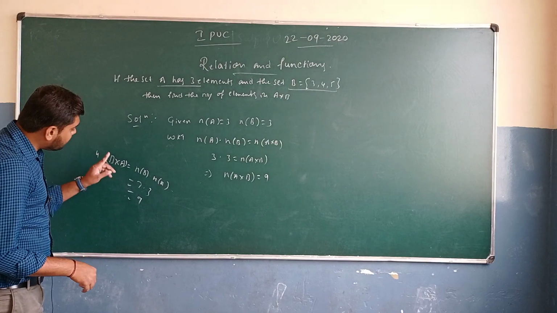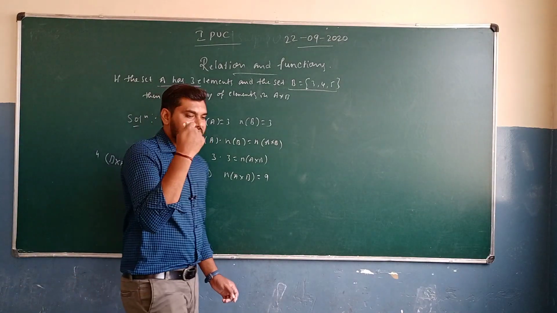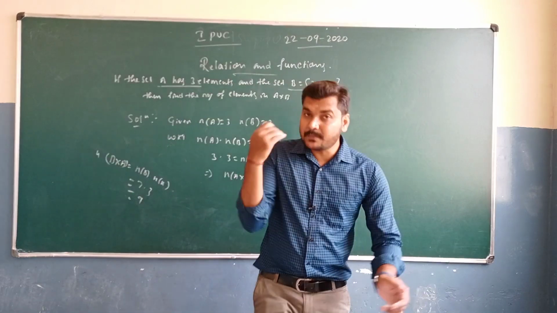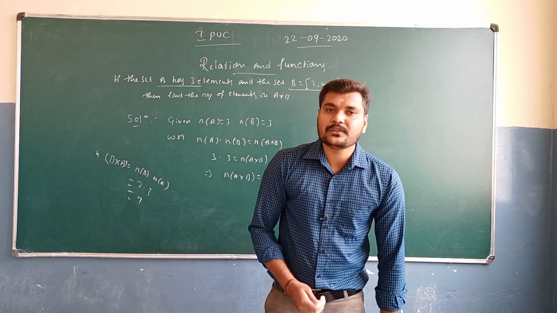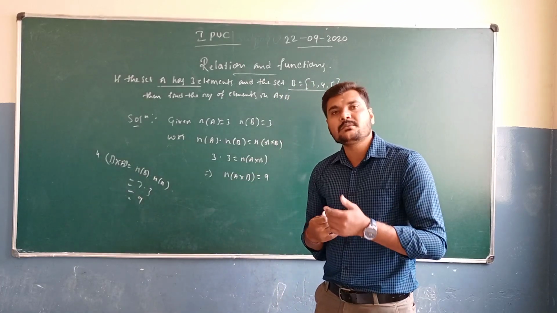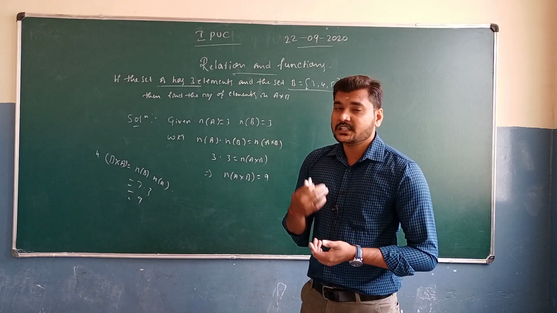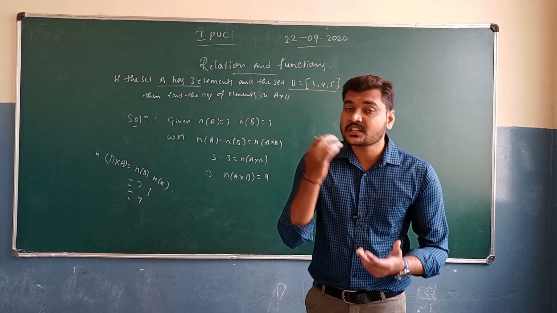But is B cross A equal to A cross B? The elements present in A cross B are never equal to B cross A. But the total number of elements present in B cross A as well as A cross B is going to be equal.